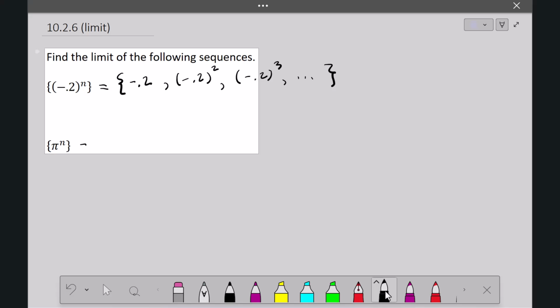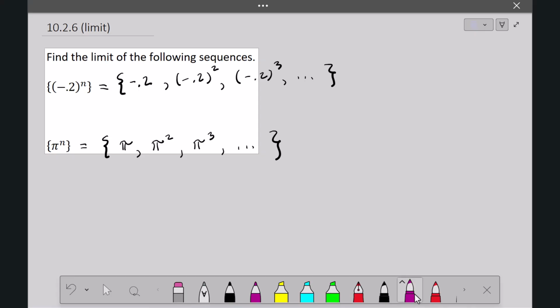And then let's look at the second sequence just to get a sense of what it looks like. So we're going to start at 1, and then when n is 2, and then when n is 3, etc. So both of these are geometric sequences because we attain the next term by a common multiplication. So the common multiplier in the top one is negative 0.2. The common multiplier in the bottom one is pi.